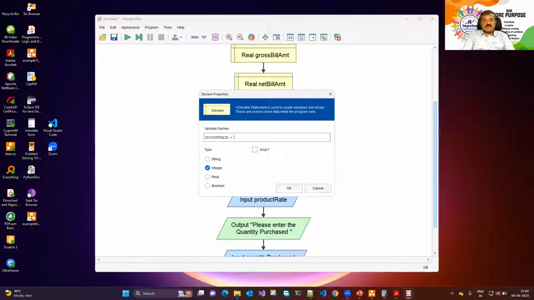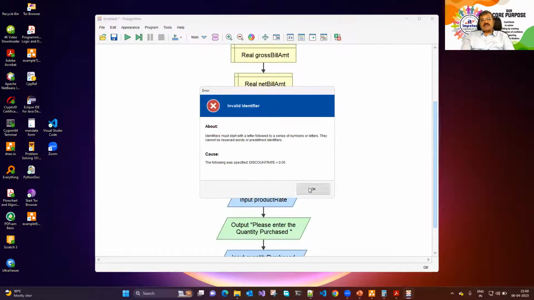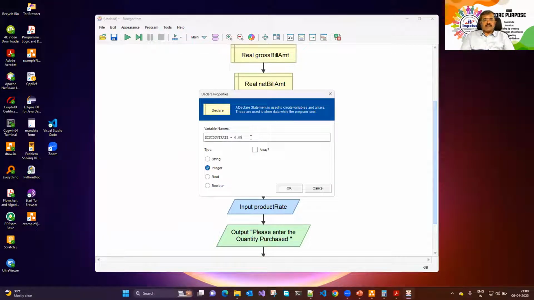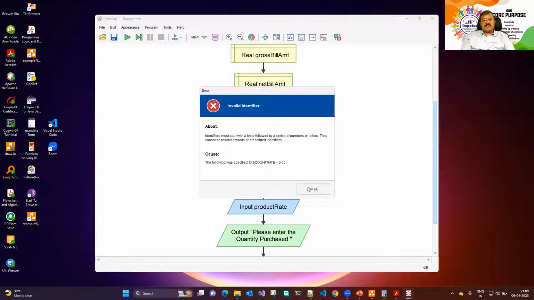So if I say this discount rate is equal to 0.05, I'm trying to initialize the value. It says no. Here we cannot specify. So you'll have to write it in a separate statement. So some tools are not giving us an opportunity to create a constant variable. That's okay. I could just define a variable and assign it a value in the next line, because it's not allowing me to declare and define a variable here.